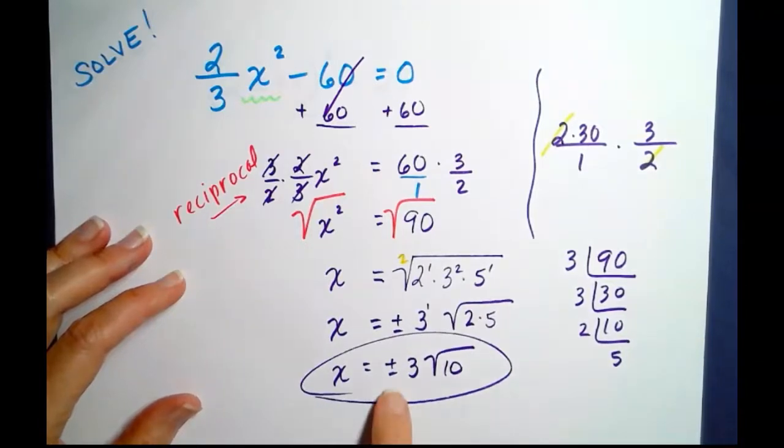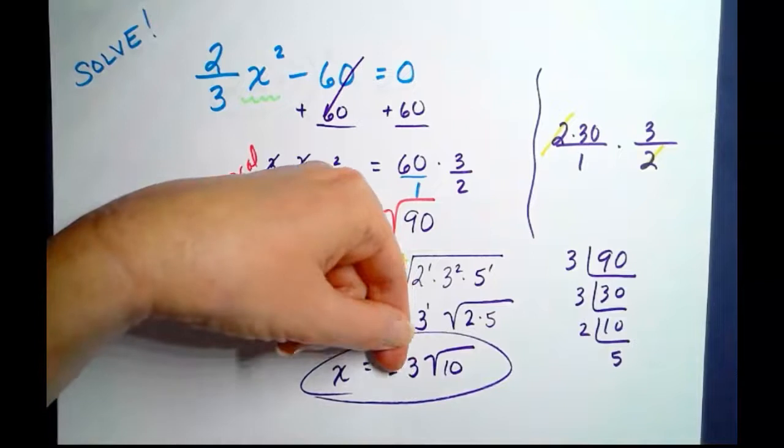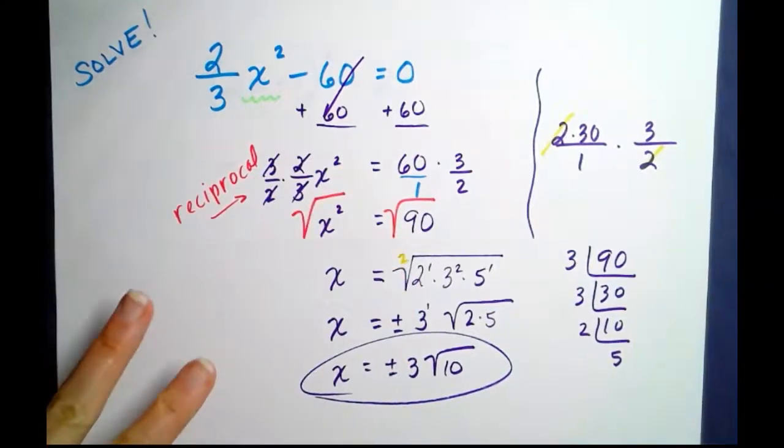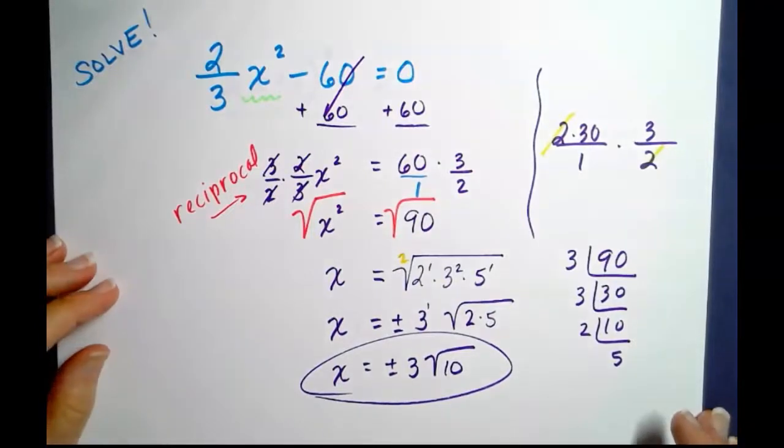That's both of our answers. This is a quadratic equation. X equals positive 3 square root 10 and x equals negative 3 square root 10. Two answers when we solve a quadratic equation.